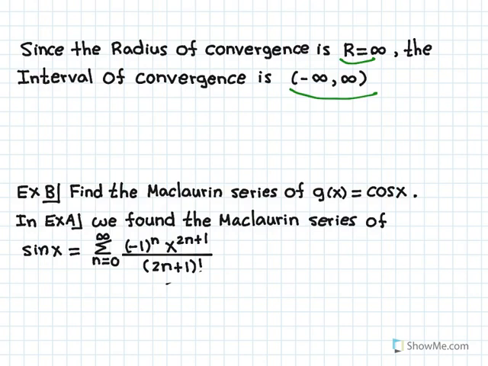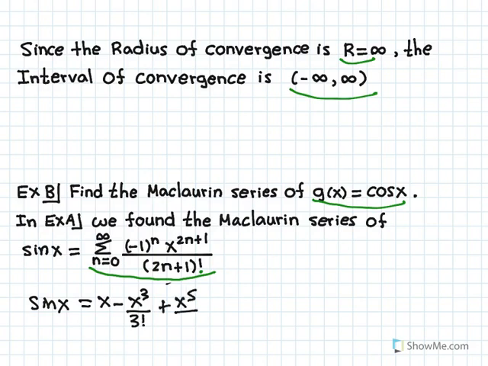Find the Maclaurin series for g of x is equal to cosine x, and we're going to differentiate the Maclaurin series for sine x to find the Maclaurin series for cosine x. So in part A, we found the Maclaurin series for sine x as summation n equals 0 to infinity, negative 1 to the power of n, x to the power of 2n plus 1 divided by 2n plus 1 factorial. We can write this in expanded form, so we get sine x is equal to x minus x cubed divided by 3 factorial plus x to the power of 5 divided by 5 factorial minus x to the power of 7 divided by 7 factorial, and so on.